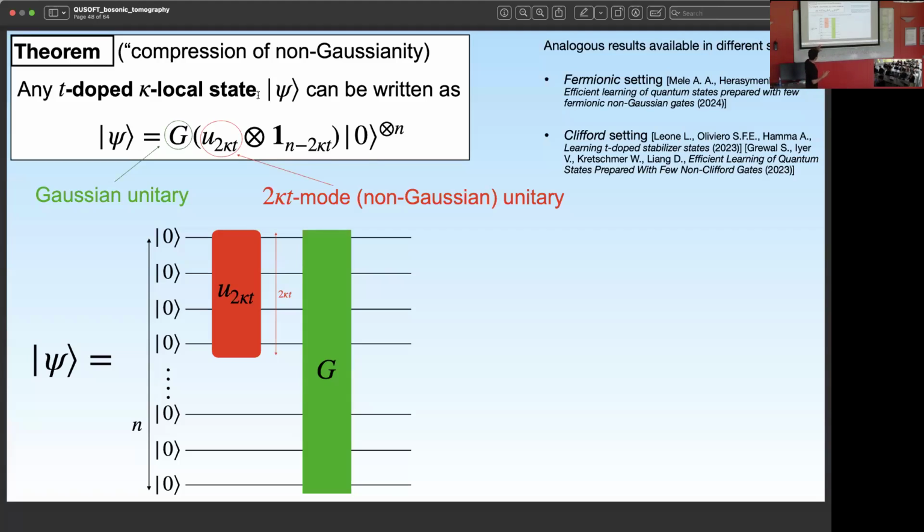By having this decomposition, the tomography is simple because, intuitively, by estimating the first moment and the covariance matrix of this state, you can learn what G is. Is the Gaussian part also time efficient to estimate? Yeah, because you have to measure the first moment and the covariance matrix, and time efficient means polynomial. Then you have to put the covariance matrix in the so-called Williamson decomposition, and this is also efficient. It's polynomial.